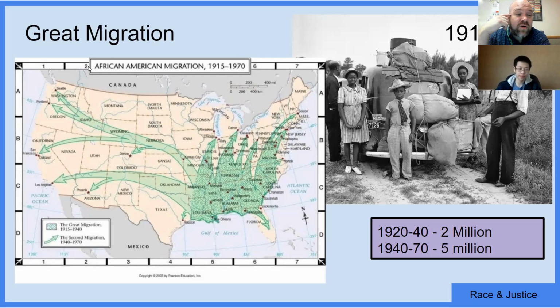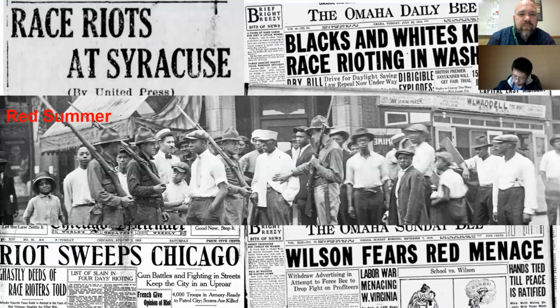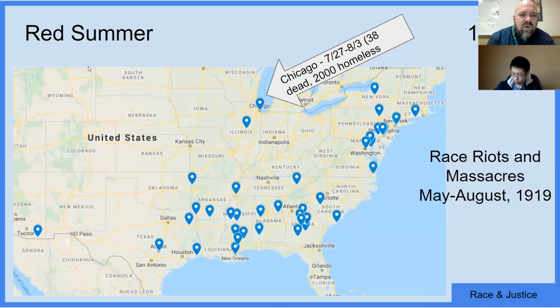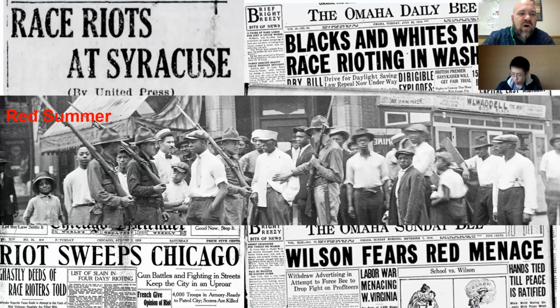For the first time, you're going to start getting racial violence, right? Remember, this is the nadir period. So we're going to get an increase in lynching and an increase in racial violence. Violence is going to start breaking out across the country attached to this migration. One of the worst examples is what we call the Red Summer. The Red Summer is 1919.